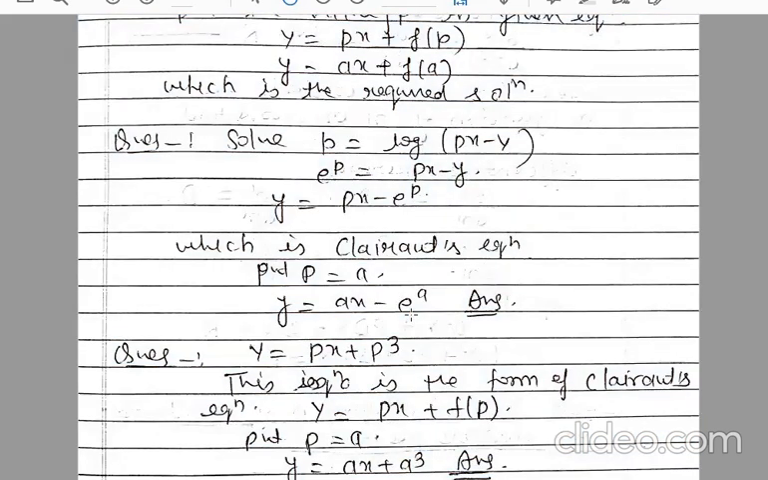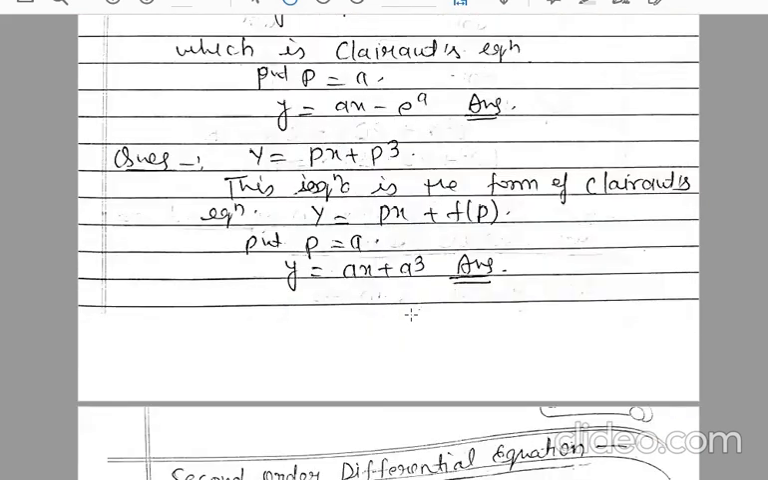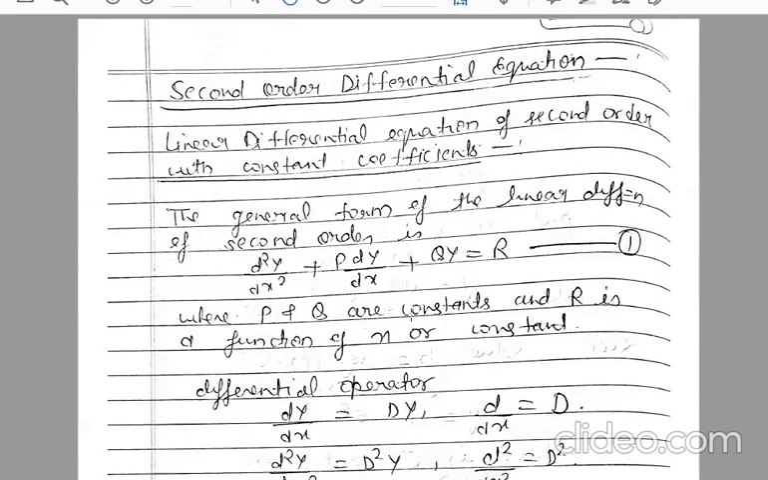There is another question here: y is equal to px plus p cube. We can see directly that this is a Clairaut's equation, because it is in the form of y is equal to px plus fp. We put p is equal to a directly, so y is equal to ax plus a cube is the solution of the equation.